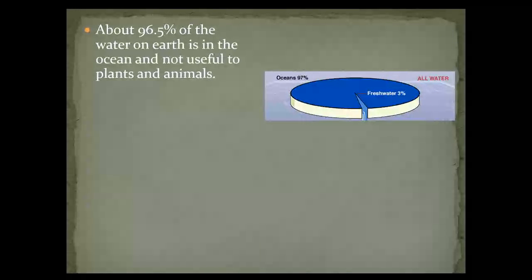About 96.5% of the water on Earth is in the ocean. It's salty, and so it's not useful to plants and animals. In biology, we have a saying, salt sucks. So salt will cause water to move out of cells by osmosis. So it will actually dehydrate you to drink salt water.